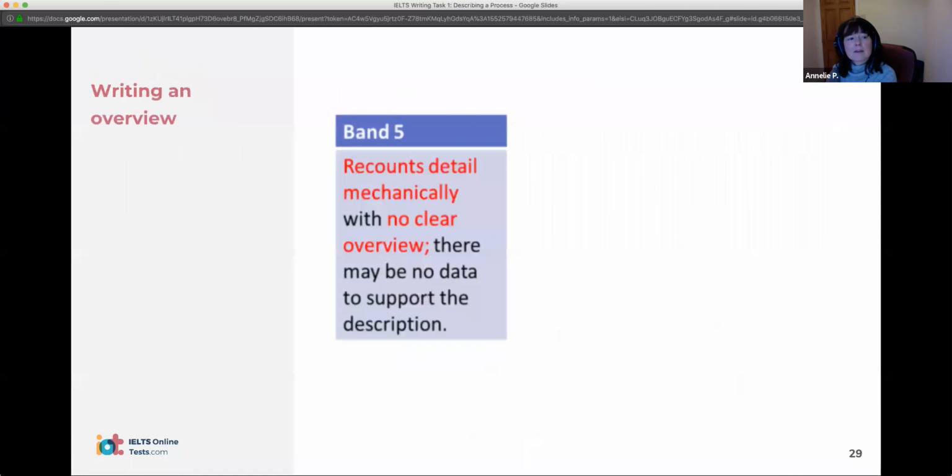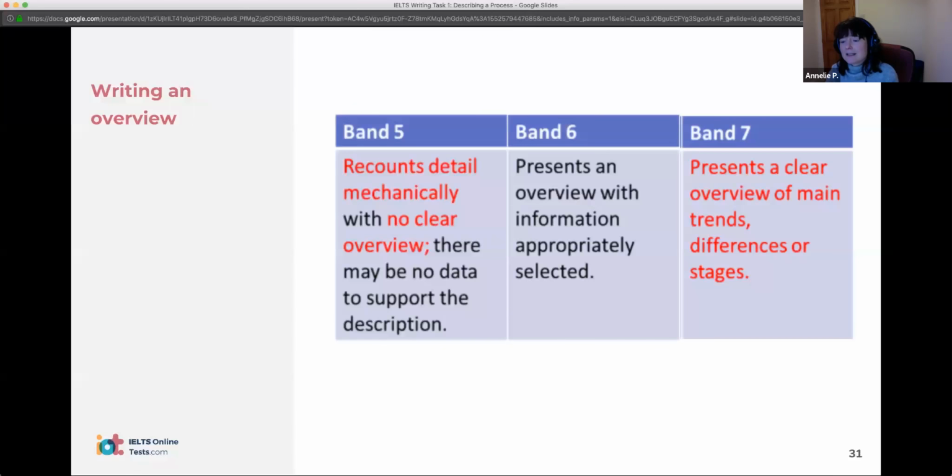So now let's move on to the overview. Thinking about the band score, we're looking at the middle ones, band 5, band 6, and band 7. Remember, if there is no clear overview in your answer, you're going to get only a maximum of band 5 for the task response. You can't get more than 5, however good your actual detail is. That's a limit on your score, so then it's very hard to get something like a 7.